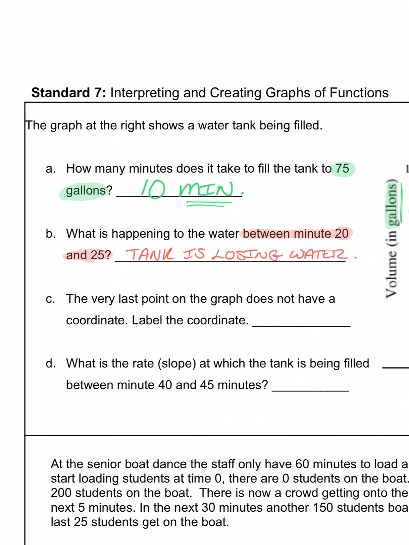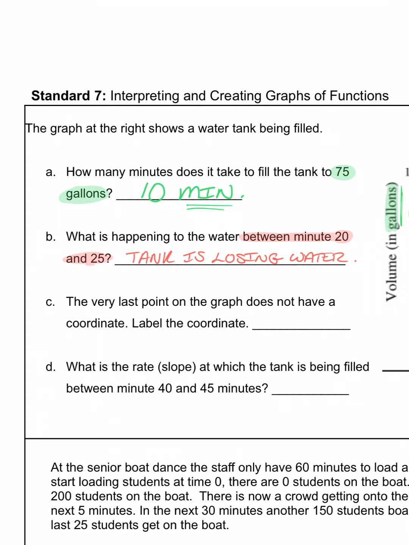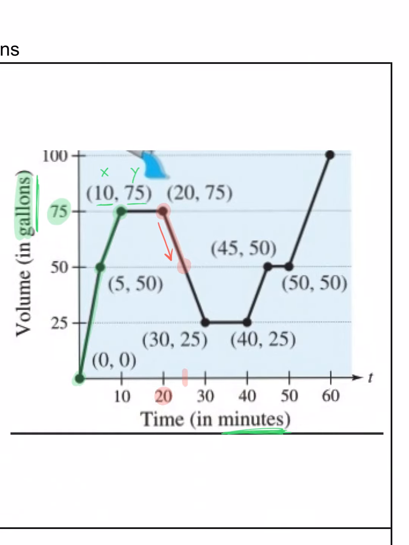Okay, question C. The very last point on the graph does not have a coordinate. Label the coordinate. So what we want to do is label this coordinate. We're probably going to have to use information about the graph to find it. What I know about points is that points always have an x value and a y value. Here's what I'm going to do. I'm going to use my ruler again, and I want to find the y value and the x value.